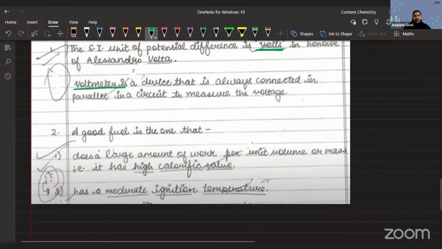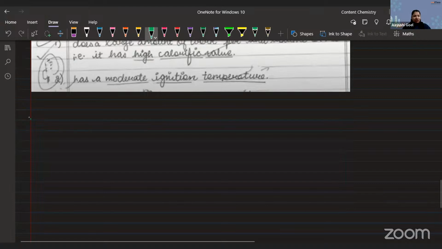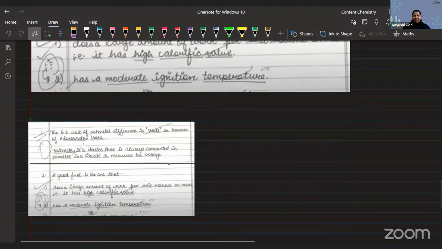Good. Now see how I can improve this portion. If I wanted to write in this way, I can make a single line in between. So I can just make a line like this. This shows that my first answer is over. Now my second answer is there.